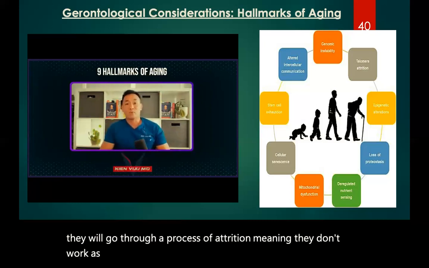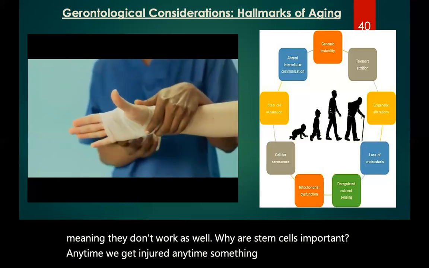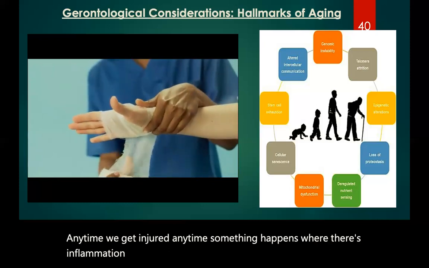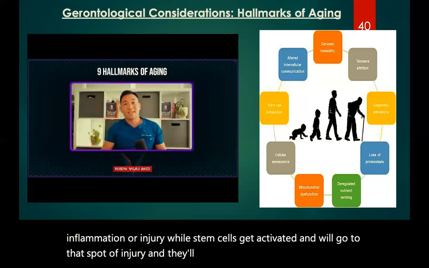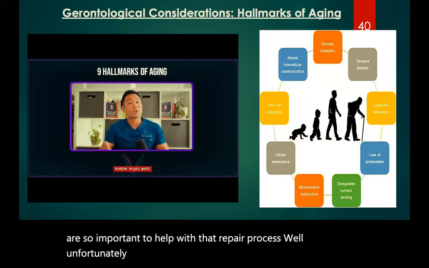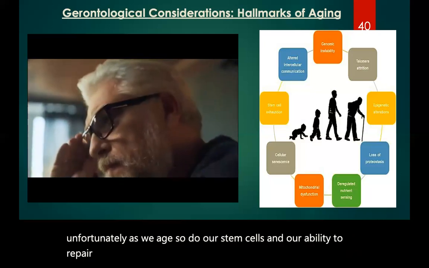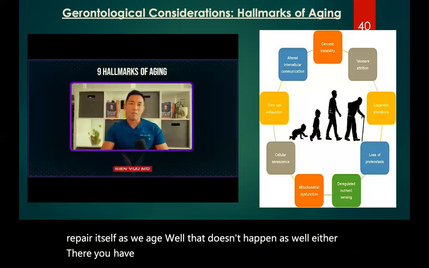Why are stem cells important? Well, anytime we get injured, anytime something happens where there's inflammation or injury, stem cells get activated and go to that spot of injury and start the repair process. So stem cells are so important to help with that repair process. Unfortunately, as we age, so do our stem cells, and our ability to repair itself doesn't happen as well either. There you have it, the 9 hallmarks of aging.